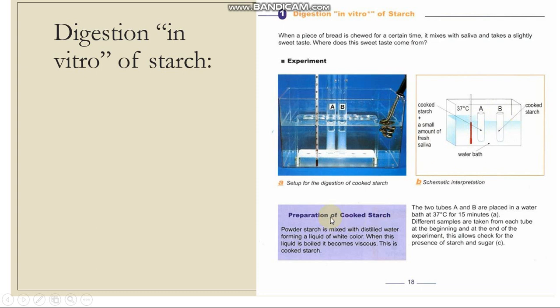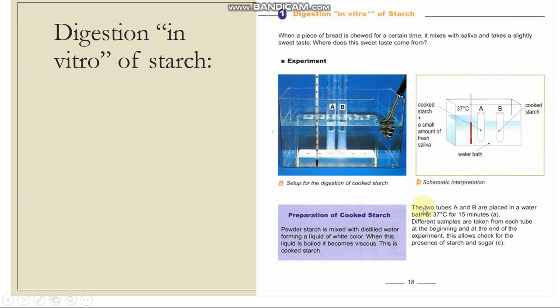Okay, here عندي note that the starch is mixed with distilled water. عم تتحضر من خلال distilled water. الباودر starch mixed, مزجناها مع distilled water, forming a liquid of white color يلي نحن شايفينه in this document. When this liquid is boiled, it becomes viscous, بتصير لزجة. This is cooked starch. Okay, so the cooked starch اللي موجود هون نحن حضرناه من خلال mixing of powder starch with distilled water and boiling it.